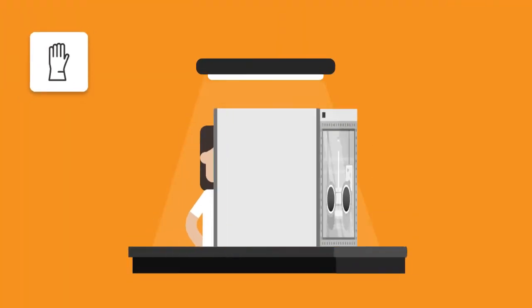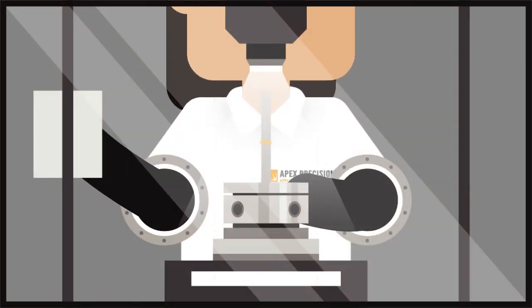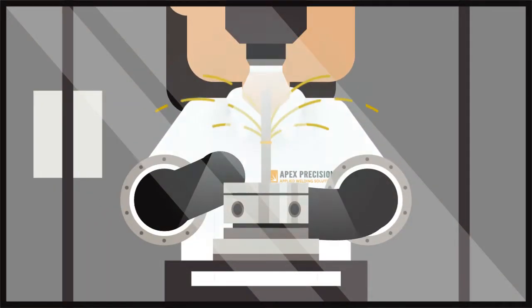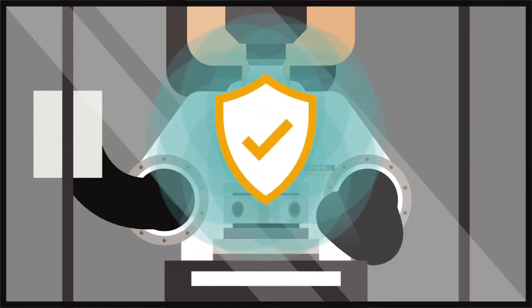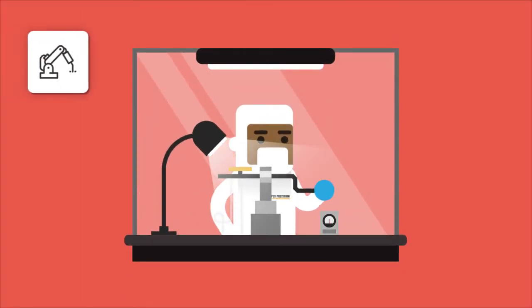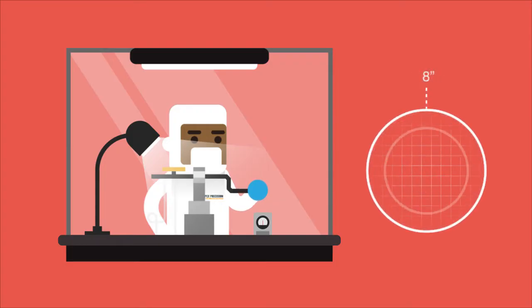Likewise, we use glove box chamber welding for medical devices, but also for sensors, flow devices, and electrical assemblies that must be welded in a high purity, inert atmosphere to maintain desired quality. For ultra-high purity applications, our orbital welding services are ideal. We have process specifications and qualifications for tube diameters from 1/8 of an inch through 8 inch.